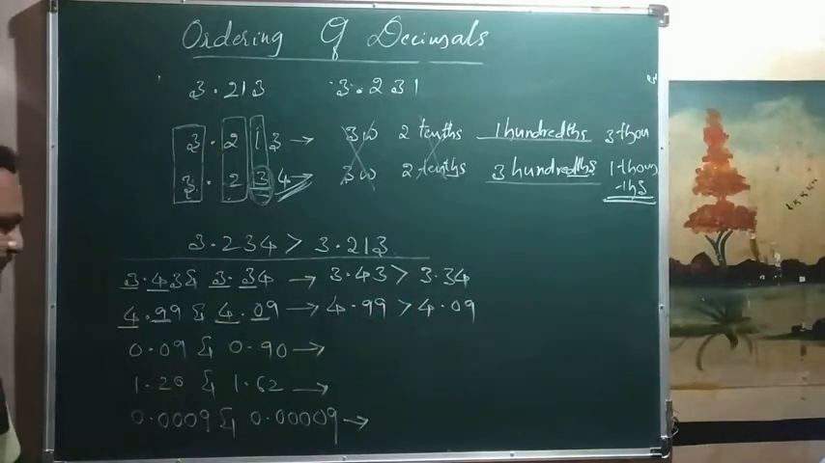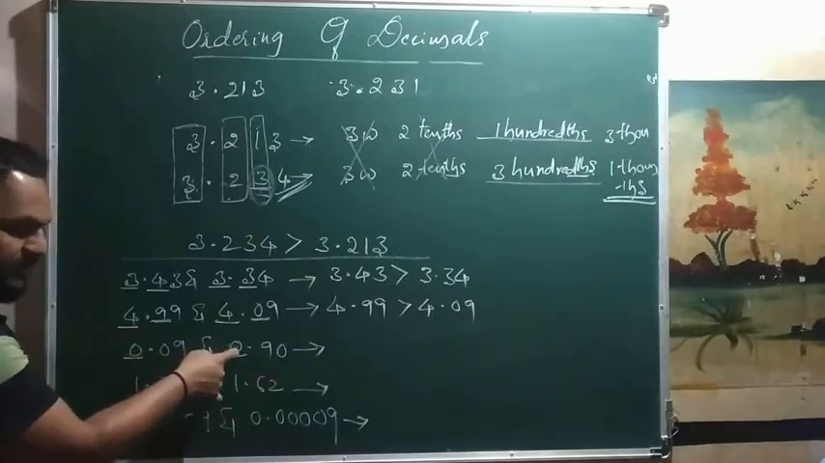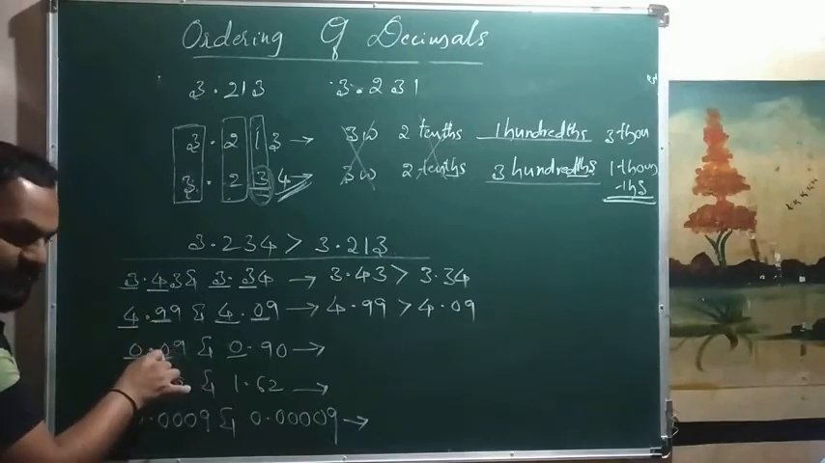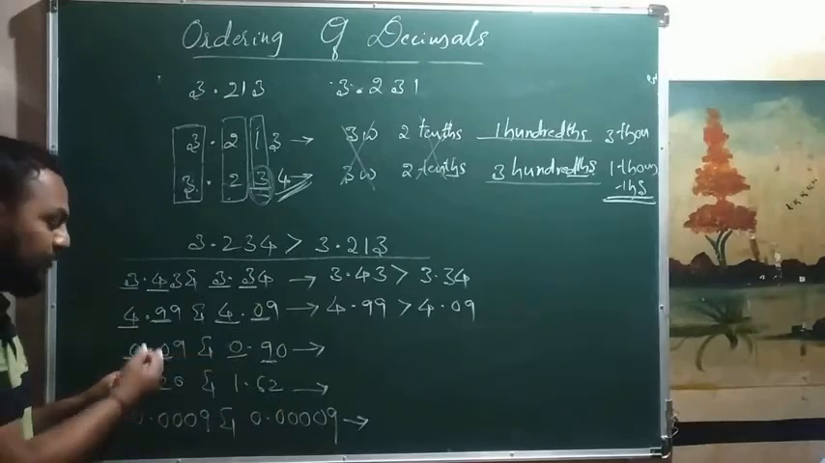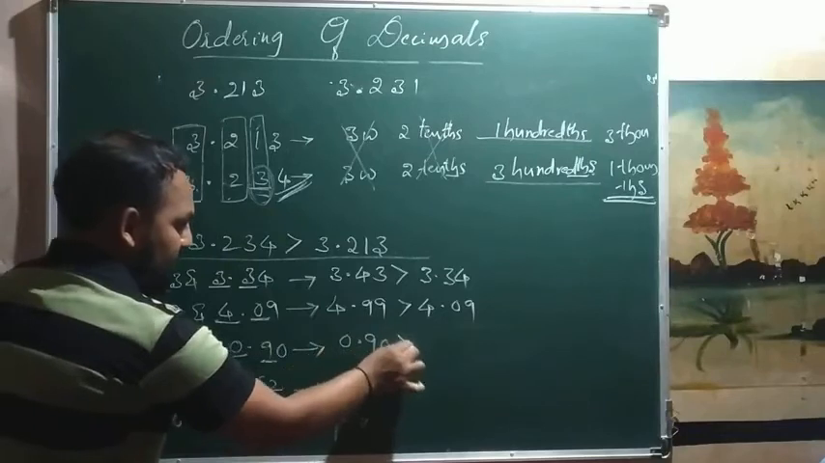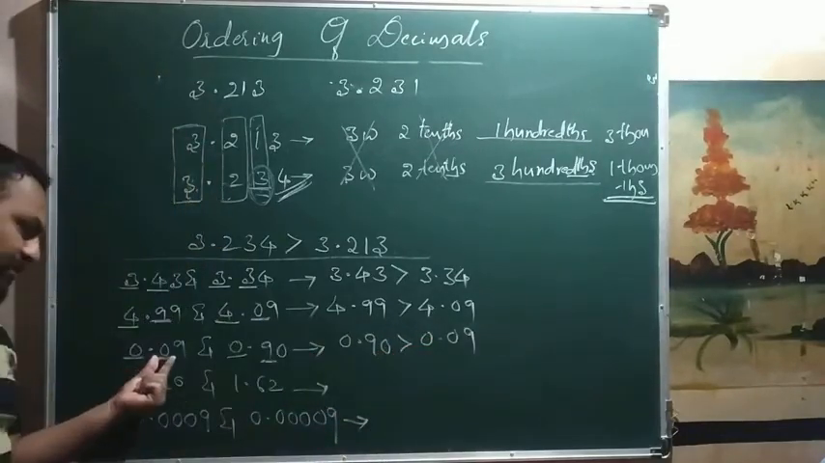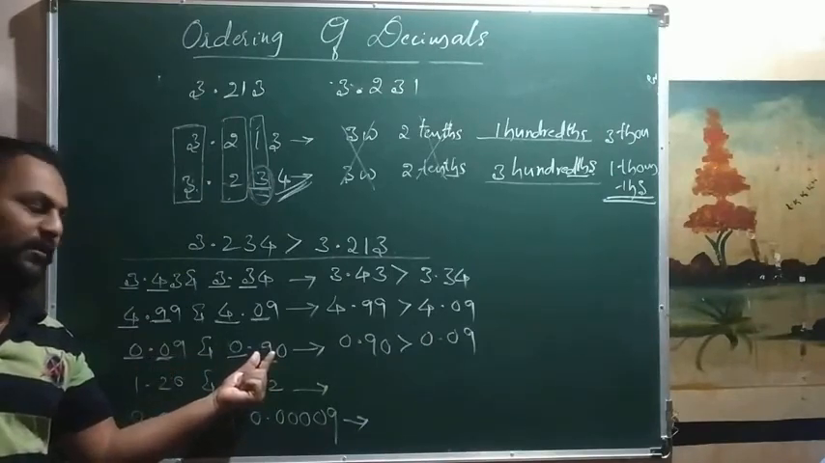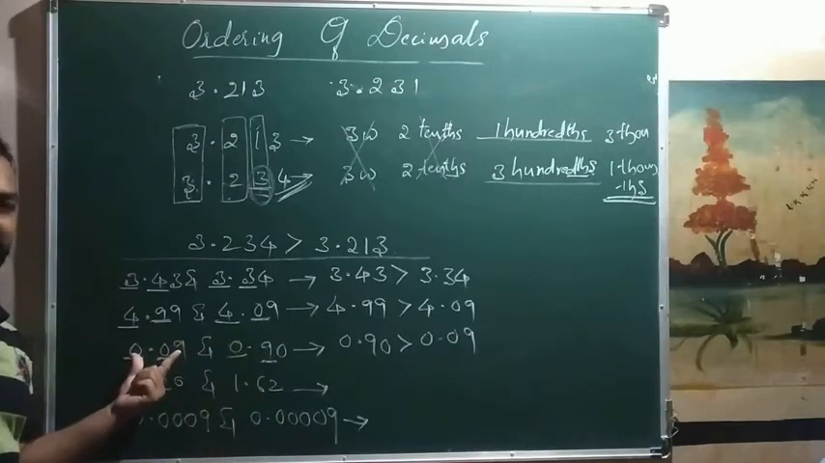Next. Here whole number portion, 0 and 0. Next, compare the tens place. Here the tens place is 0, here the tens place is 9. Which is the greater number? 9 is greater, it means 0.90 is greater than 0.09. Here the tens place has 0 and there the tens place has 9, so 9 is the greater value, it means this is the bigger decimal number compared to the first number.